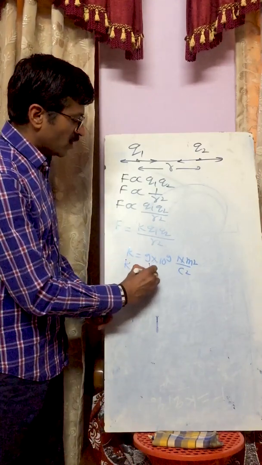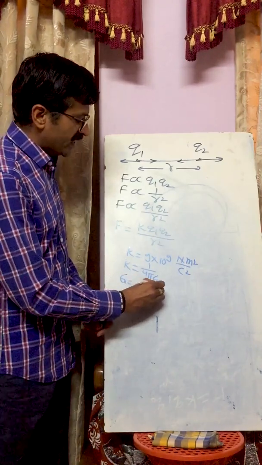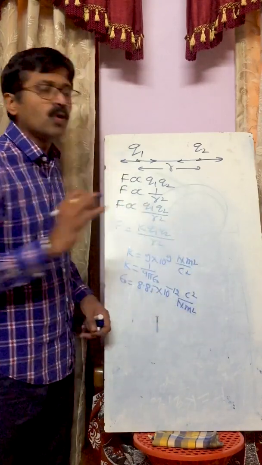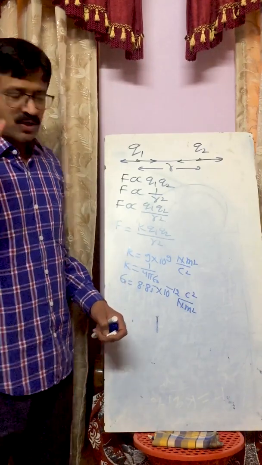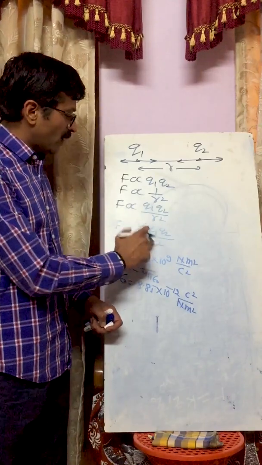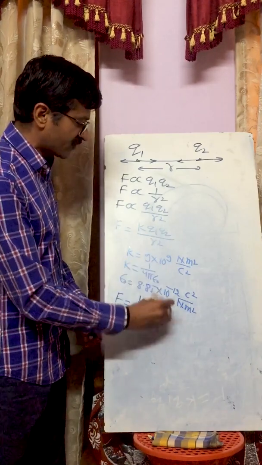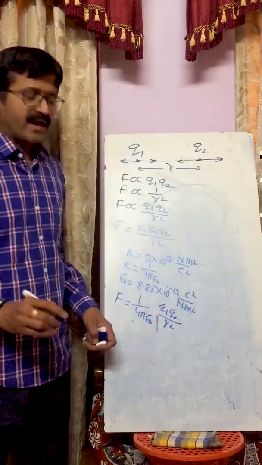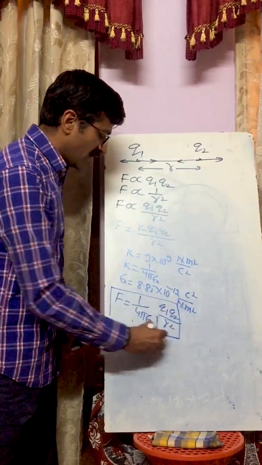The value of K is 1 upon 4 pi epsilon naught, where epsilon naught is given by 8.85 into 10 to the power minus 12 coulomb square per newton meter square. This is about K, and this is about epsilon naught. Now remember, what about force? Force will be K Q1 Q2 upon r square, or in terms of epsilon naught, 1 upon 4 pi epsilon naught Q1 Q2 upon r square. This is all about the force acting. This is about Coulomb's law.